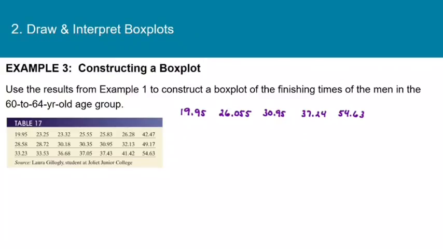5-number summary that we already found for that data set. And now we're going to draw a box plot for this 5-number summary. So first of all, we need a number line. Notice that the minimum value is 19.95 and the maximum value is 54.63.